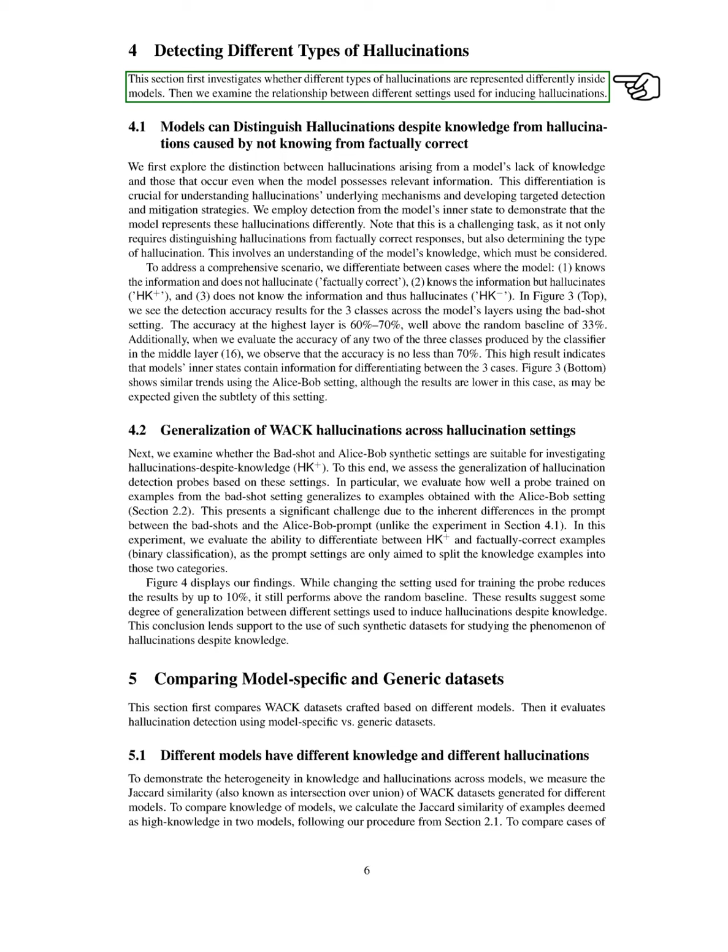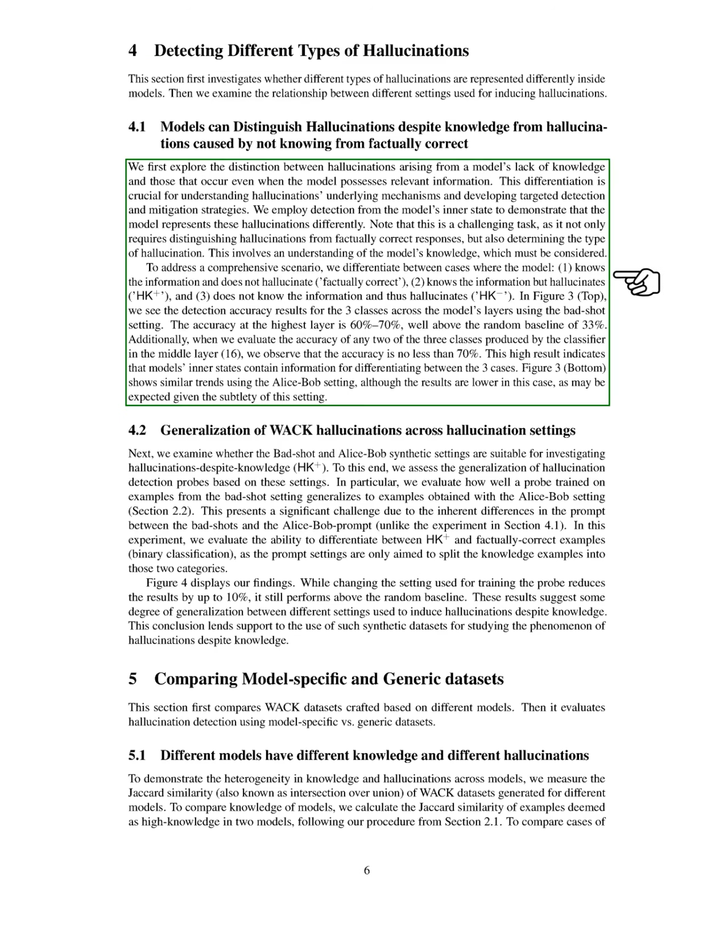Next, we investigate whether different types of hallucinations are represented differently within models. We first explore the distinction between hallucinations that arise from a model's lack of knowledge and those that occur even when the model has relevant information. This differentiation is essential for understanding the mechanisms behind hallucinations and developing effective detection and mitigation strategies. We analyze the model's inner state to show that it represents these hallucinations differently.